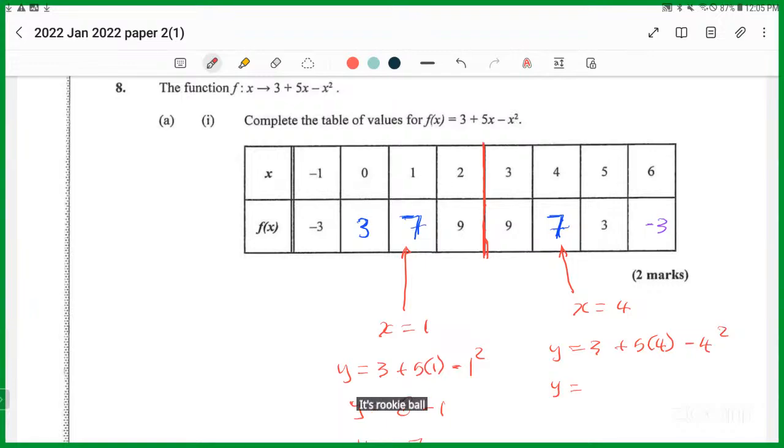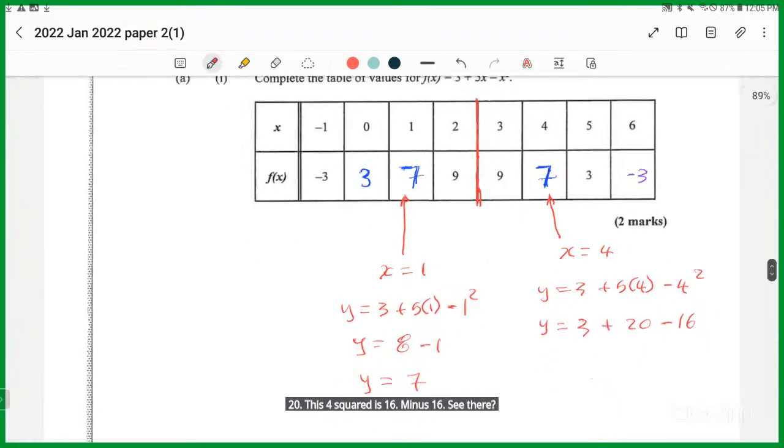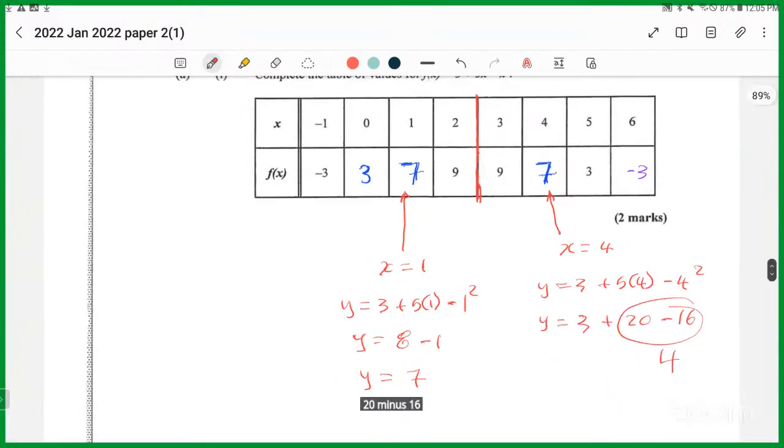Y equals, now this becomes 20. This is 3. So that becomes still 3. Write them out. 3 plus 20. This 4 squared is 16, minus 16. See there? 20 minus 16 is 4. 4 plus 3 is 7. So you see I get the 7. I did not have to calculate it. I could use the symmetry of the values to know that this is a 7.